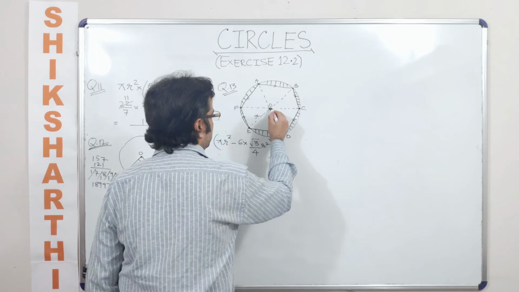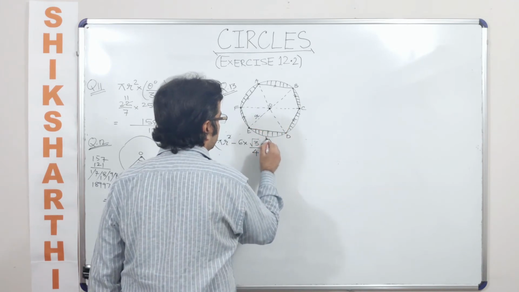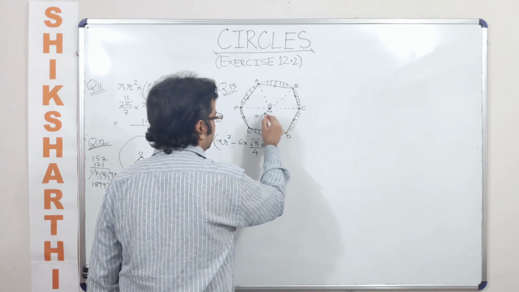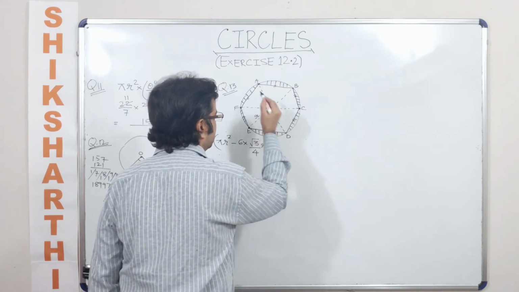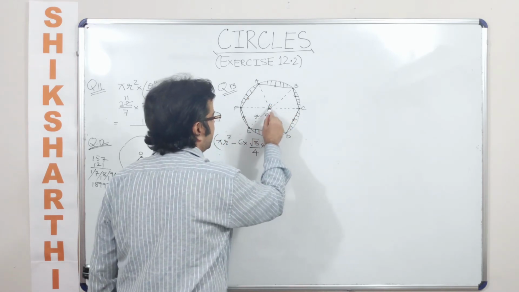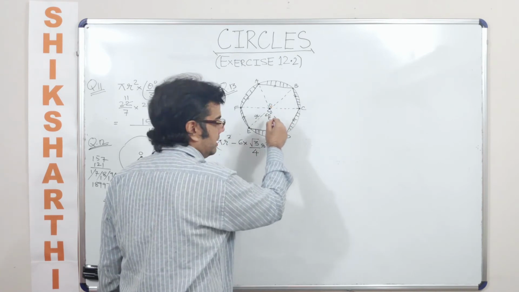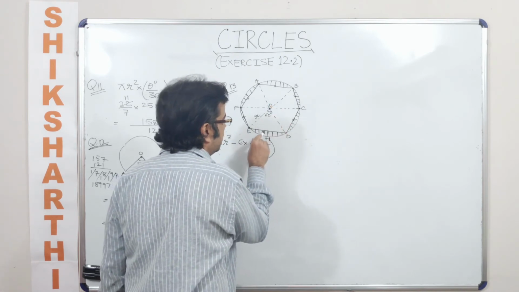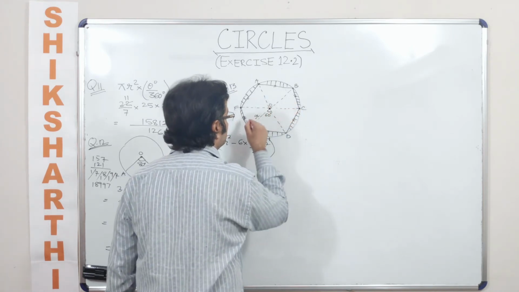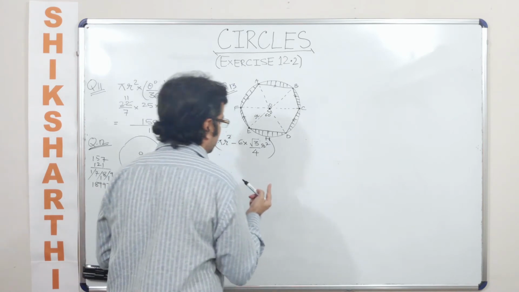Another way is I can only talk about the sector OE, let's say HD, and I know that this vertex angle, since this is an equilateral triangle, is 60 degrees, so I can find out the area of the sector. From here I can subtract the area of this triangle, and in that case I get the area of one such segment, and in order to get the areas of all such minor segments, I just need to multiply it by 6. This is another way of doing it.